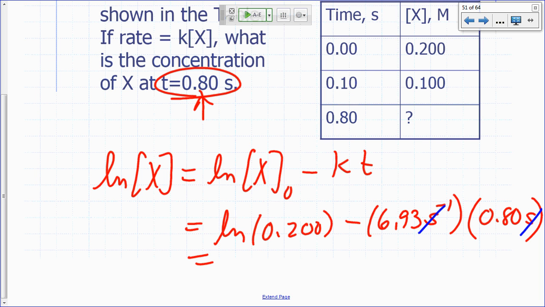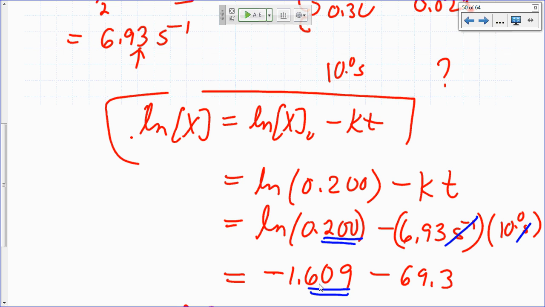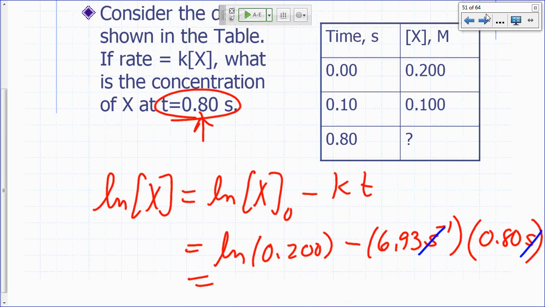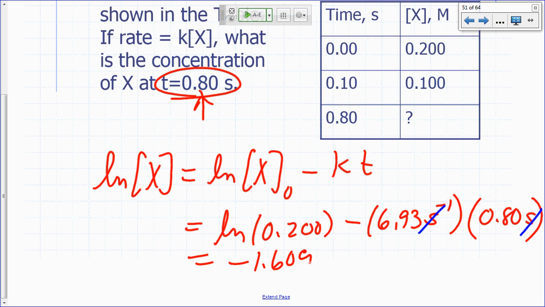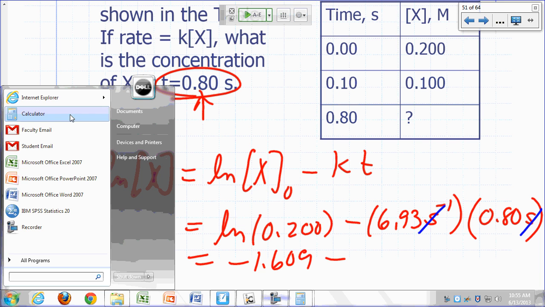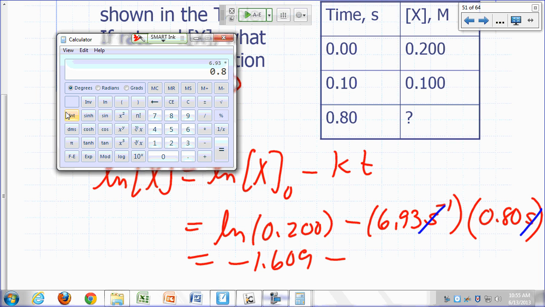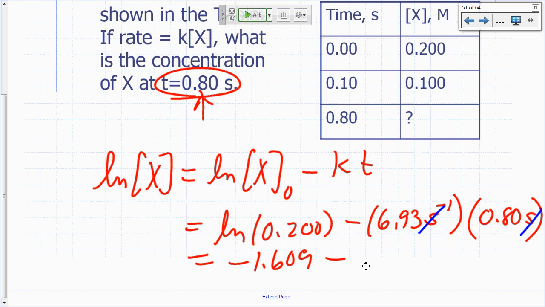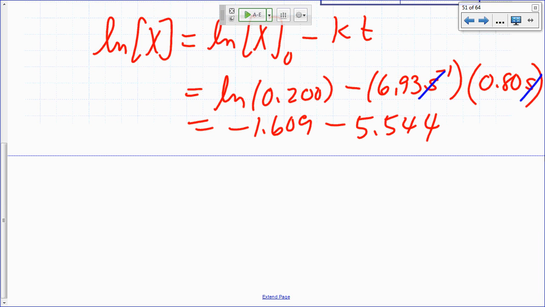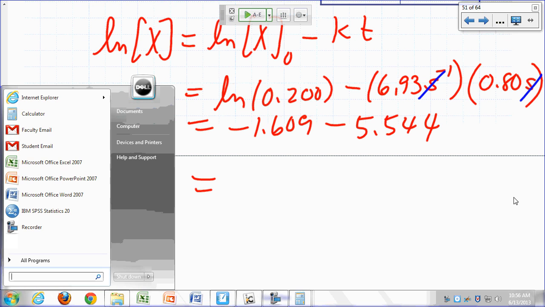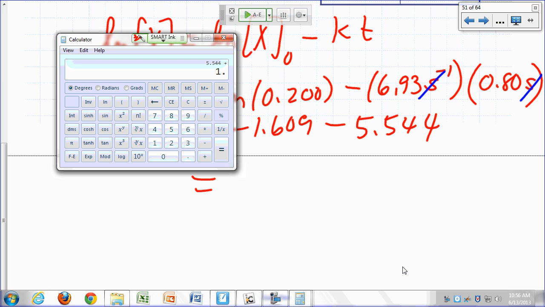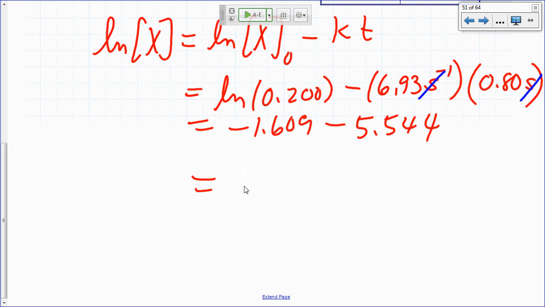That gives you how much? What was our ln of 0.2? It's negative 1.609. Minus, what's 6.93 times 0.8? 5.544. And that will be 5.544 plus 1.609, which is 7.153. Negative 7.153. So that's ln of x.